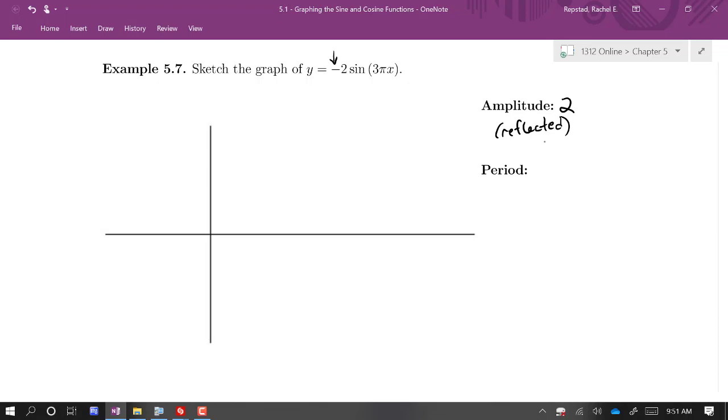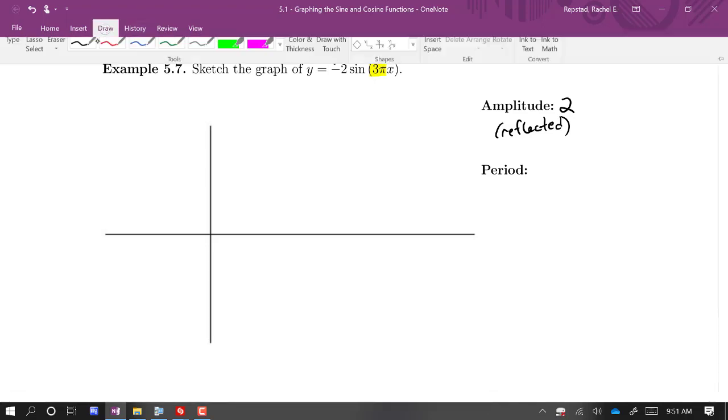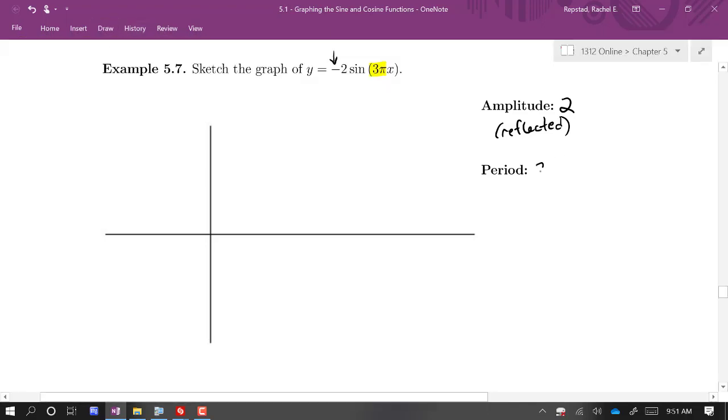And the period is 2 pi over b. Now in this case, b is equal to 3 pi. So 2 pi over 3 pi is 2/3. So this has a period of 2/3. So notice now for the first time we're not going to be having any pi's on our x-axis. My amplitude is going to go as far up as 2, as far down as -2.